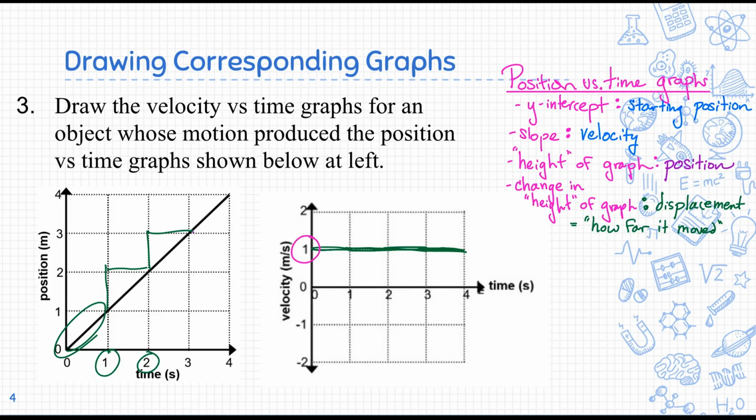Now, don't get confused. This does not mean it starts at a position of 1. This is just the velocity. The example I like to give is if you were driving and you lost track of where you were, you don't know where you are, you don't have GPS, you call up your mom on the phone and go, "Mom, I'm lost. I'm driving 1 meter per second and I don't know where I am," and she's not going to be able to help you.